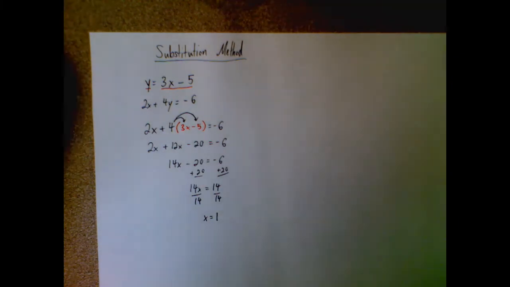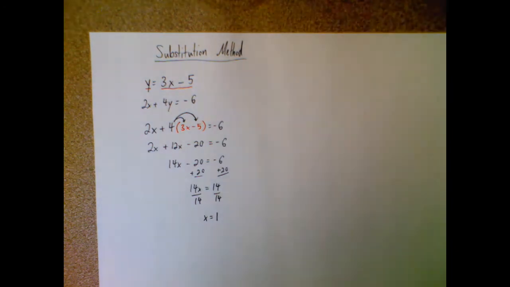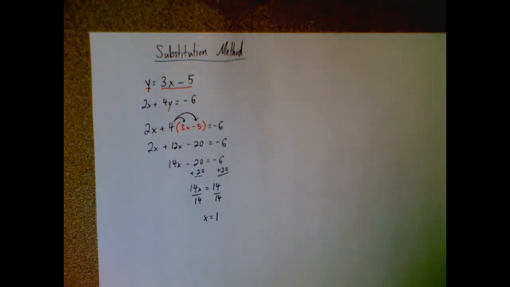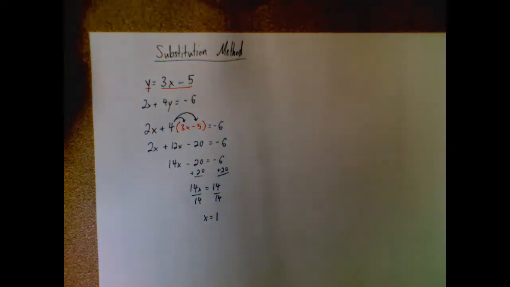Now, remember, we're looking for an intersection point, so I need an x and a y. I can't just stop when I found x. But the y is the easy one. Well, really, whatever the second one is, is the easy one. With substitution, it's usually y, but not with all the methods. Sometimes you'll have a choice.